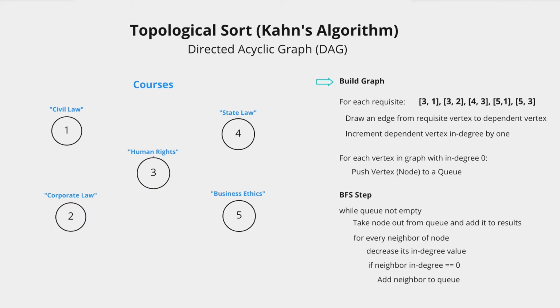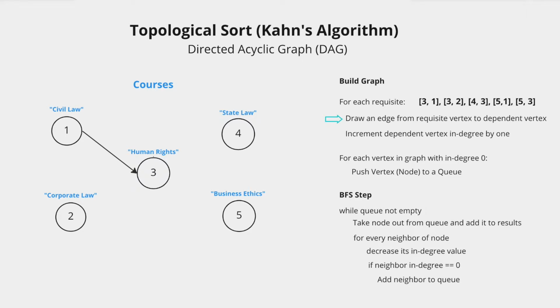The first step, of course, is to build a graph. We're going to use the input that is given as an array of tuples or two-element arrays, and each one of them is read right to left. For example, [3, 1] means that course number 1, civil law, has to be taken before course number 3, human rights. Therefore, in the graph, we're going to draw an edge from course number 1, civil law, to course number 3, human rights.